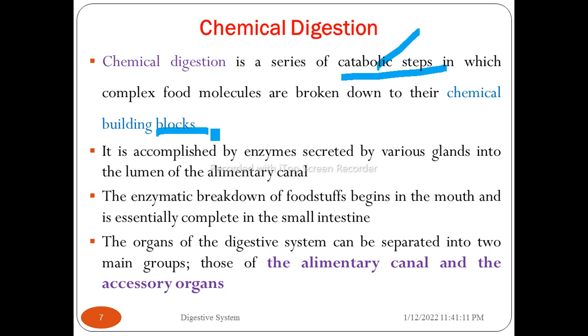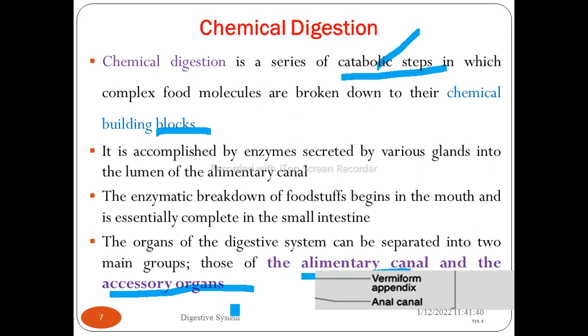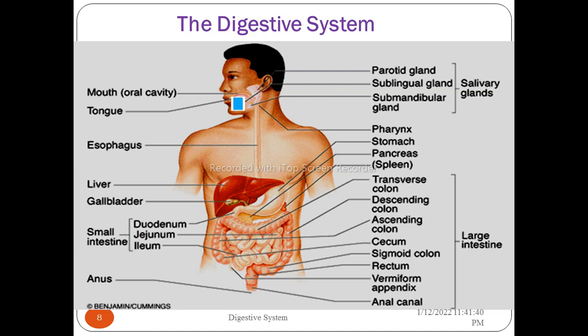The organs of the digestive system can be separated into groups. One is the alimentary canal, the other is the accessory organs. The alimentary canal starts from the mouth and goes to the anus, and the accessory organs are organs outside the tube, but their secretions or effects happen in the lumen of the small intestine or alimentary canal. As you know, all of this from here to the anus is known as the alimentary canal, but the other accessory organs, like liver and spleen, are separate. So we can divide into two: alimentary canal and accessory organs.